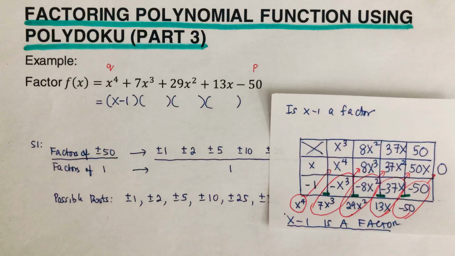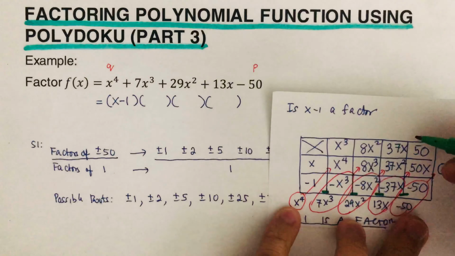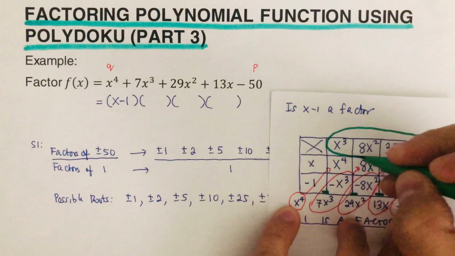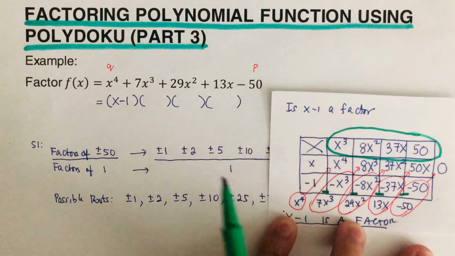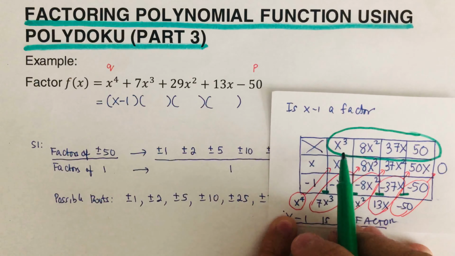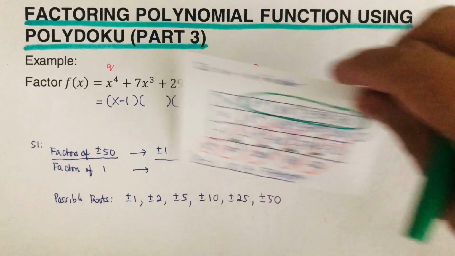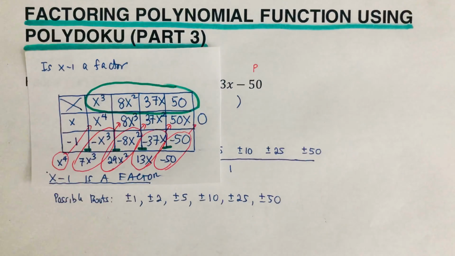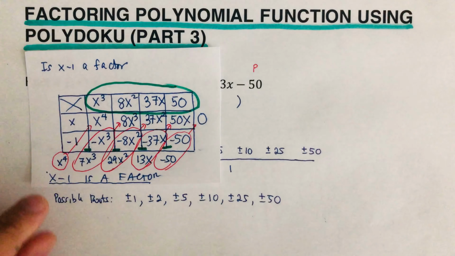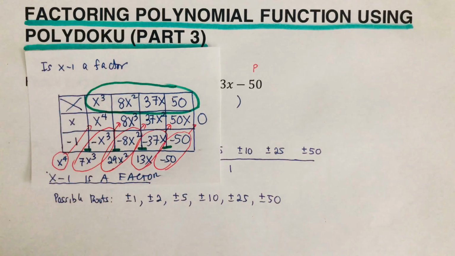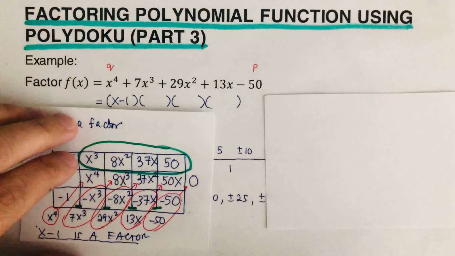So then we go ahead and use this in order that we can move on to testing the rest of the possible roots here. So we're going to use this part right here. So we already narrowed it down. We started on 4. Now we're on the third power. So it's pretty much the same thing. We're going to use Polydoku in order that we can get the rest of the factors. So we're moving on to the next one.